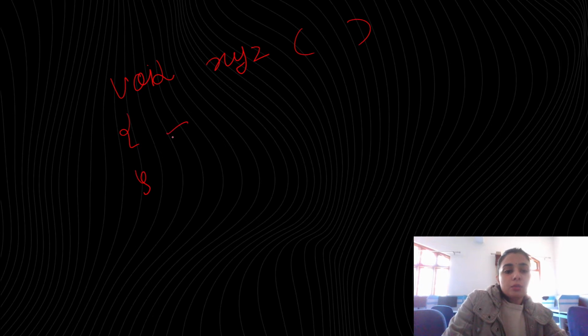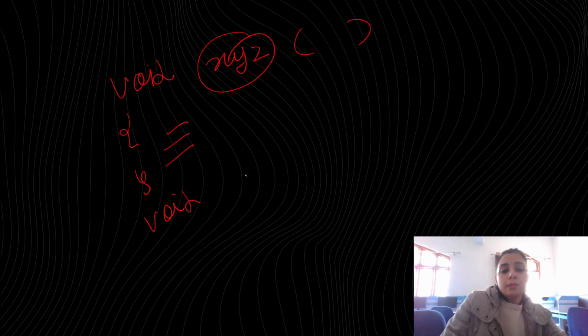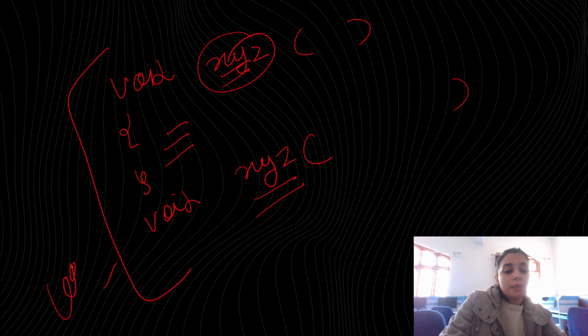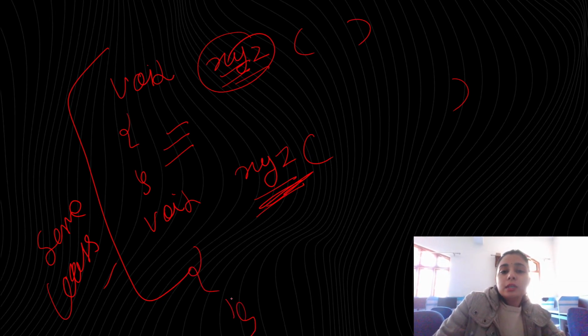Now let's say you have a function, void xyz, which has no parameters. Next we have a function with the same name, xyz, in the same class. The name is the same, and both are in the same class. Now how will the compiler find which function we are calling?